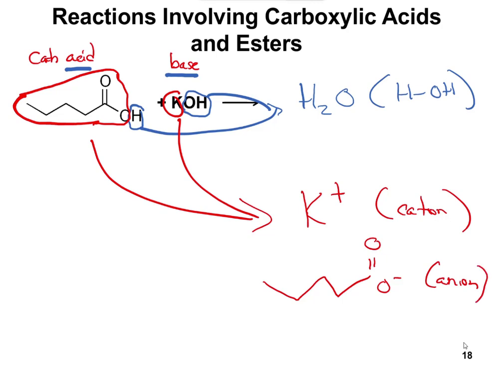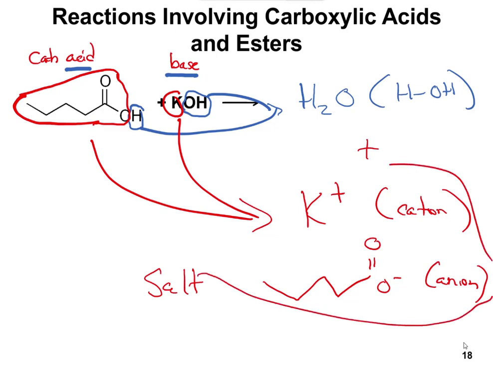So you're going to end up with water plus the salt, which is going to be the two different pieces, which are going to be the K+ cation, and then the carboxylate anion, which is going to be basically CH3, CH2, CH2, CH2, C, O, O minus. All right, so again, acid plus base gives water, and then the salt would basically be both of these things combined. That would be your salt.